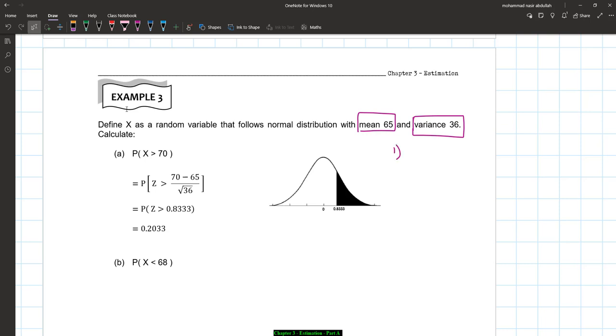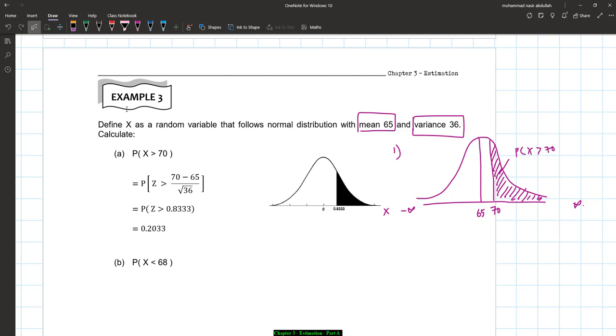So the first step is we need to draw the distribution curve, right? X is more than 70, and the mean is 65. Remember, this is a normal distribution. Kita nak calculate from x distribution. This is from negative infinity to infinity. So we are looking at the right hand side, x more than 70. So this is 70. This is the probability of x more than 70. Tengok notation, eh? Tadi kita guna z, now we are using x. So this is the first step.